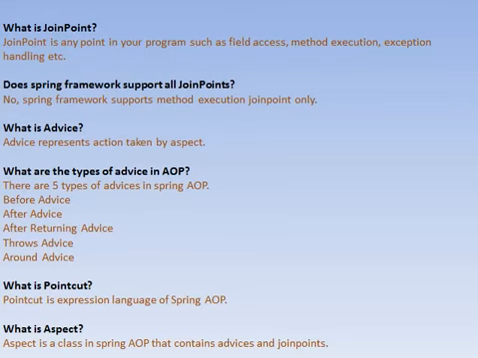What are the types of advice in AOP? There are 5 types of advices in Spring AOP. Before advice. After advice. After returning advice. Throws advice. Around advice. What is pointcut? Pointcut is expression language of Spring AOP. What is aspect? Aspect is a class in Spring AOP that contains advices and join points.